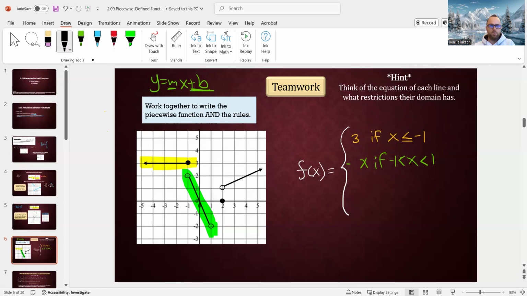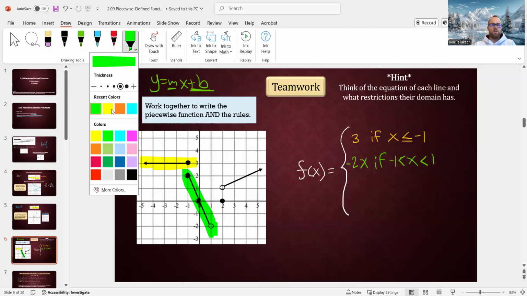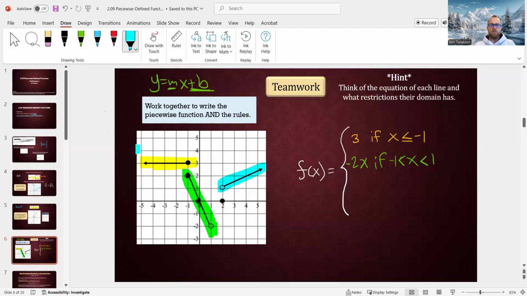We need to find two key points. Okay, here's a key point, there's a key point. We went down 2, right 1. Rise over run gives us -2x. -2 over 1, rise over run. What about the other straight line? I think we are pretty solid on those. How would you do that?